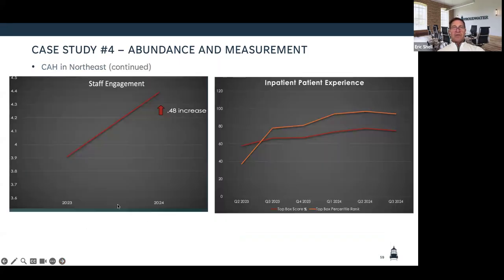But not only is their financial performance up, he also shared these around staff engagement. There was a 0.48 increase in staff engagement. Patient experience: this number right here is 100. The chart shows 100, but you can only go to 100%. You can see that the top box percentile rank from, I believe, Press Ganey, they're in the top 90th percentile, and it's all happened since this gentleman came in.